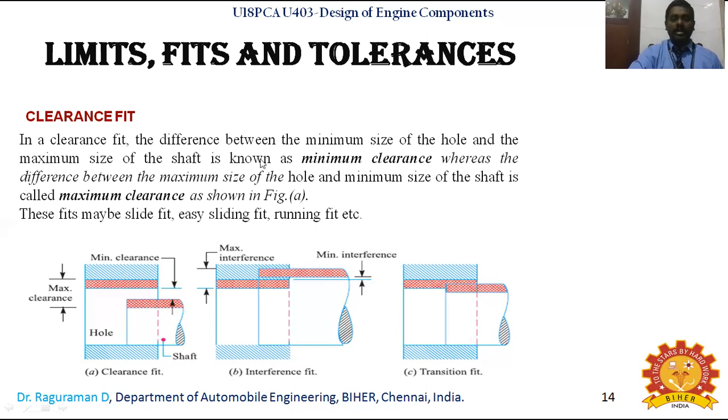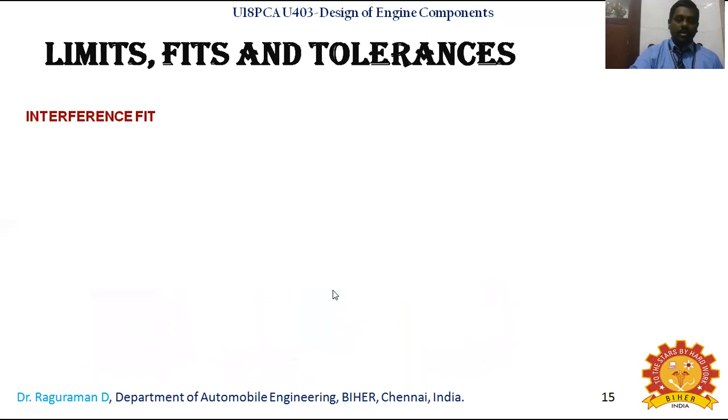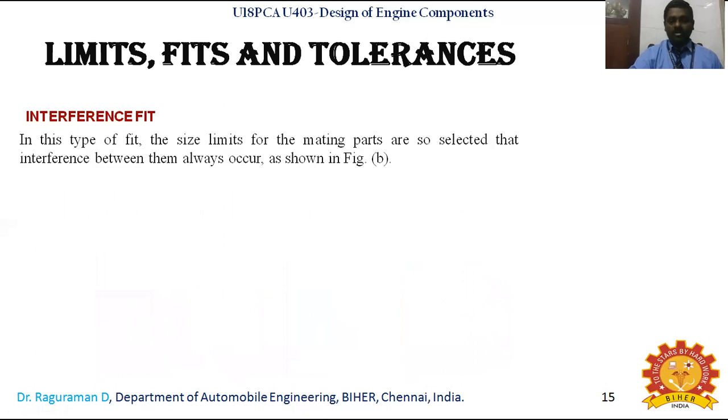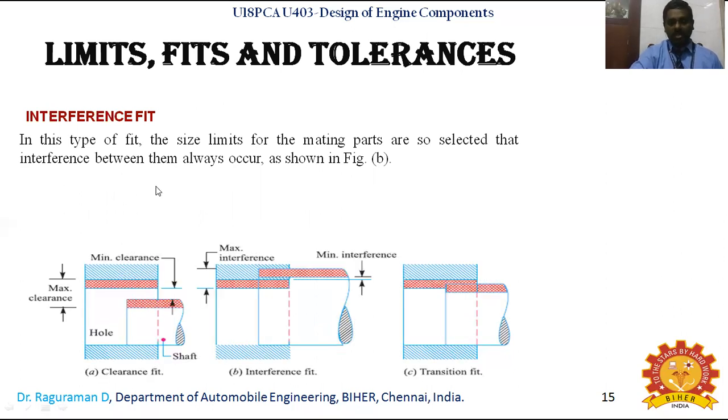But coming to the next case, it is the interference fit. So here the case will be different. So you are going to make the type of fit, the size of limiting for the mating parts are so selected that interference is always occurring. You are not having clearance, but instead you will be getting interference. So what is happening? Previously you were seeing the tolerance zone of a hole always above the tolerance zone of a shaft.